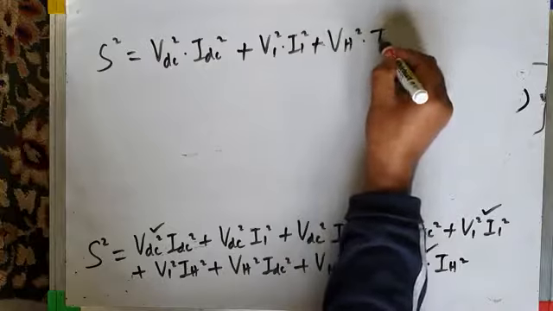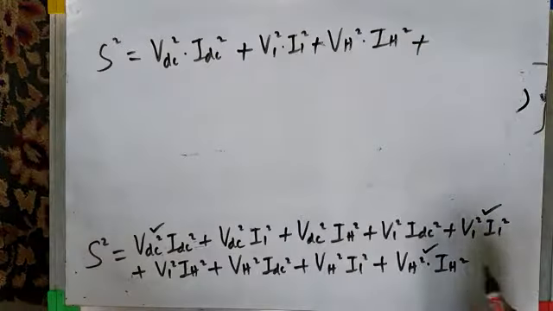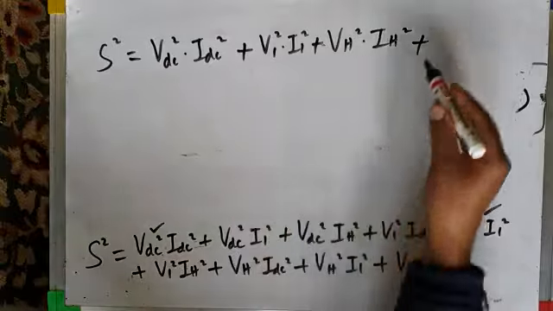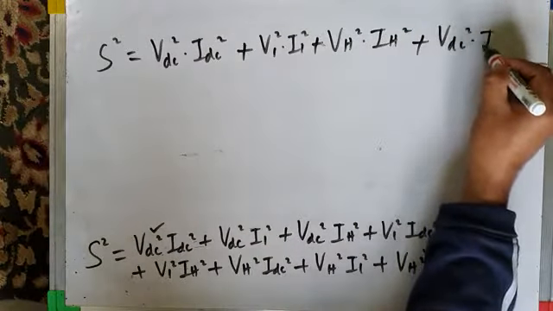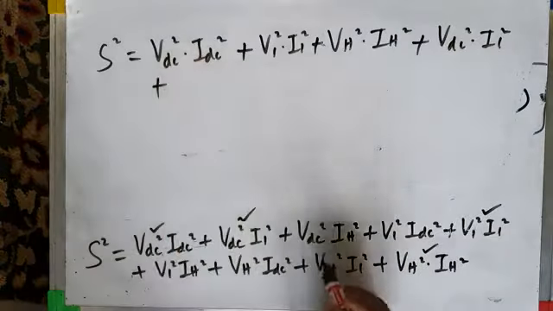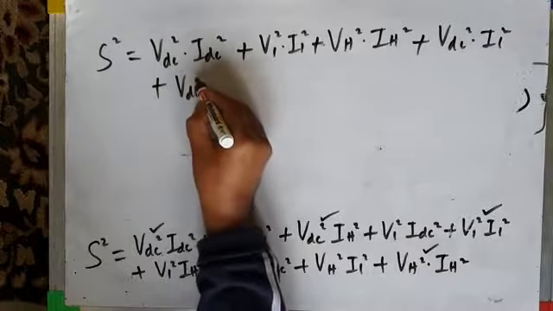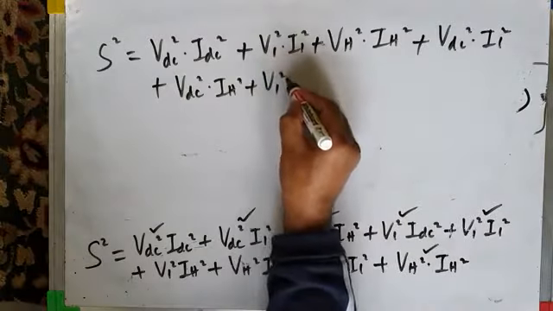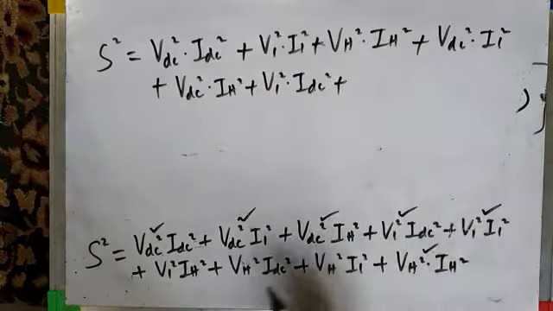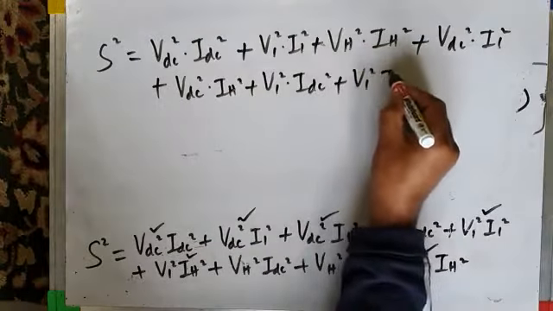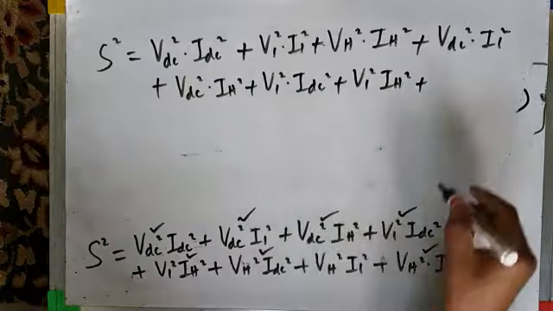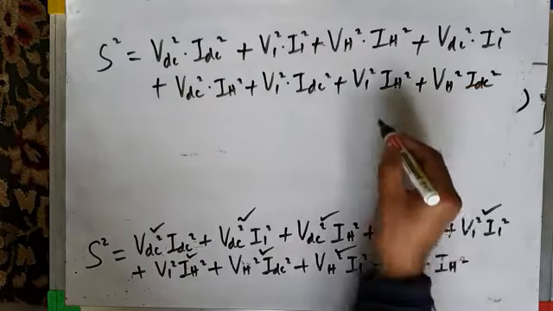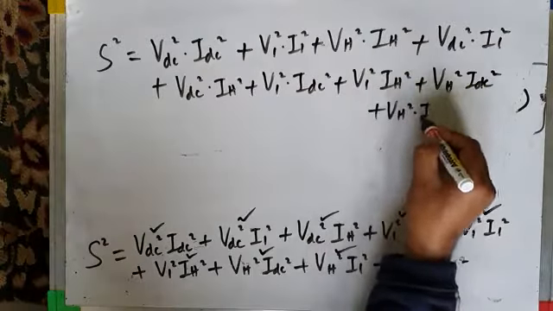VH square into IH square, plus then whatever other components remain with me like this, in which one side is DC and the other side is some other component. So VDC square into I1 square, I will take it, plus VDC square into IH square, plus then this V1 square into IDC square, plus V1 square into IH square, plus VH square into IDC square, and the last term, plus VH square into I1 square.